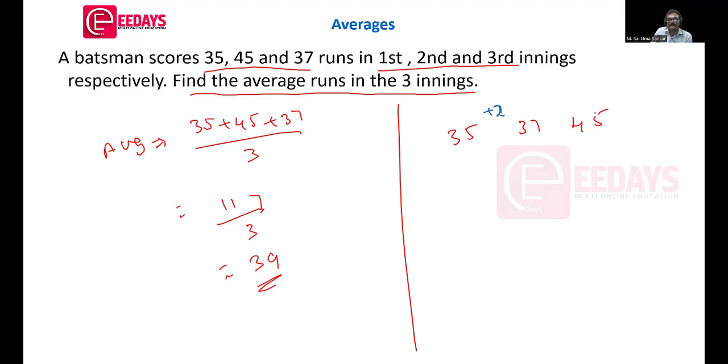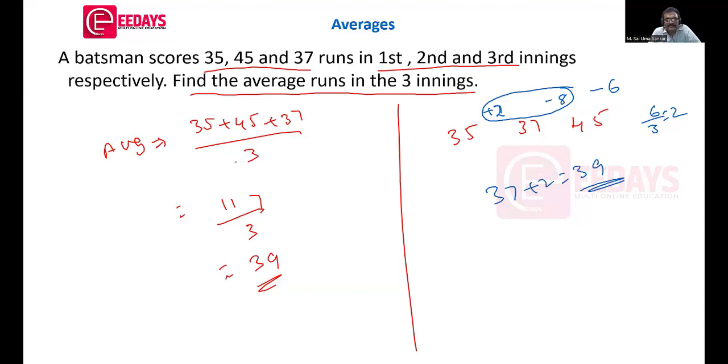And what is the difference between 45 and 37? That is equal to 8, or not? So what is the net difference? That is equal to minus 6. Here minus 6 on 3 numbers. So 6 by 3, that is equal to 2, or not? So what is the average? That should be 37 plus 2, that is equal to 39. That's all. See, this is also very simple.